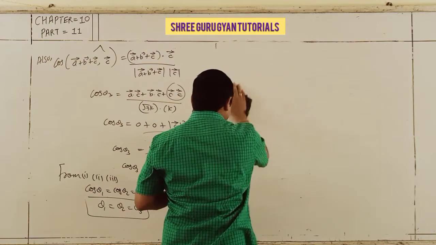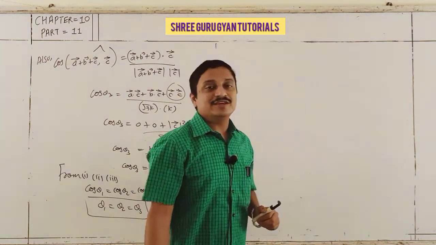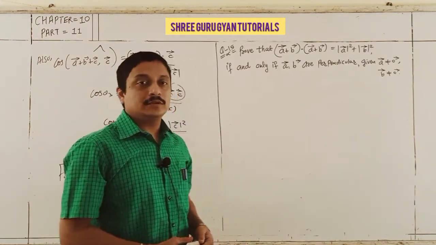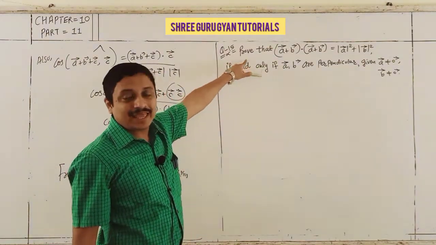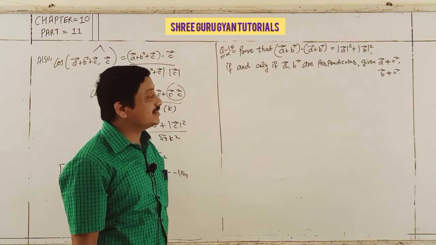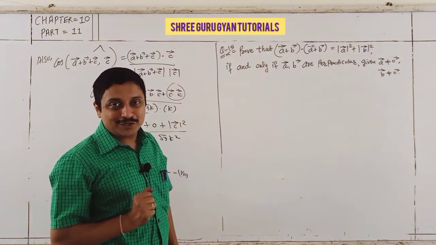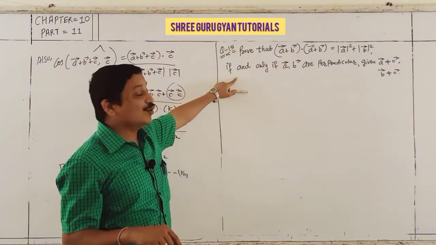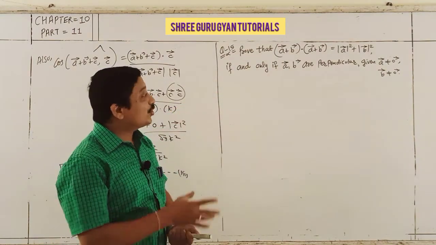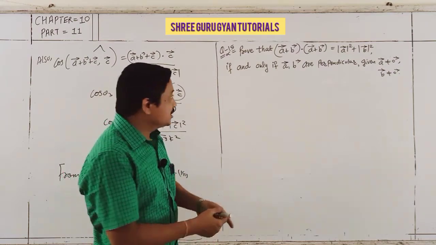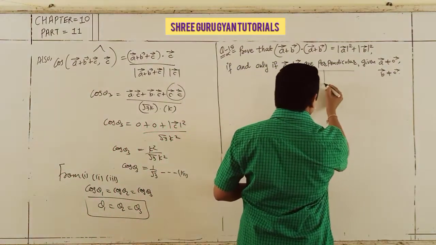Now next is a very easy and very short numerical. Students, continue question 15. Prove that (A + B)·(A + B) = |A|²|B|² if and only if A and B are mutually perpendicular to each other, for A non-zero, B non-zero. Students, when they are perpendicular, prove?